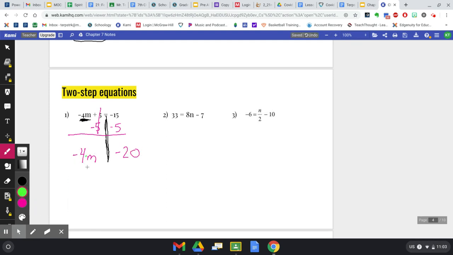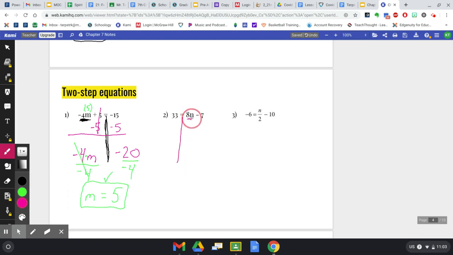Now, this is negative 4 times m. So the inverse of that is division. That will cancel out to be positive 1m. Here, negative 20 divided by negative 4 is positive 5. And again, you can always check your answer by plugging it in. So I'm going to plug in a 5. Negative 4 times 5 is negative 20, plus 5 is negative 15, so that checks out as my solution.